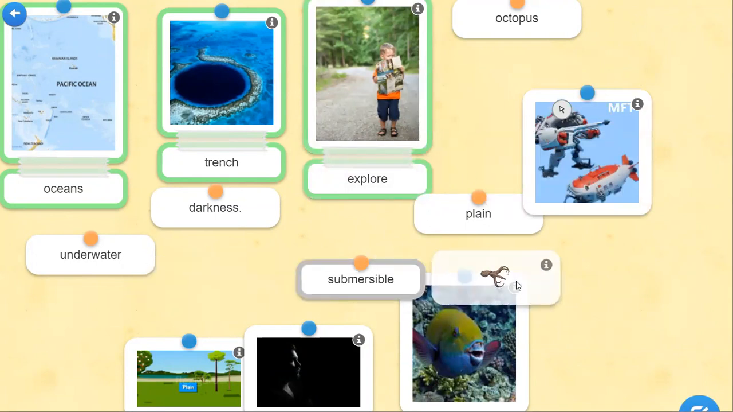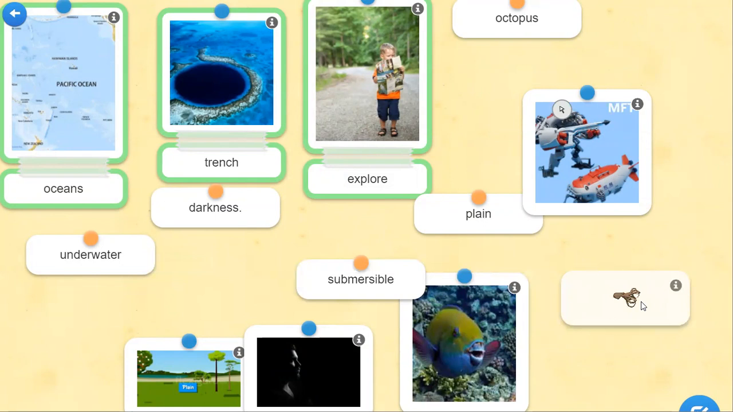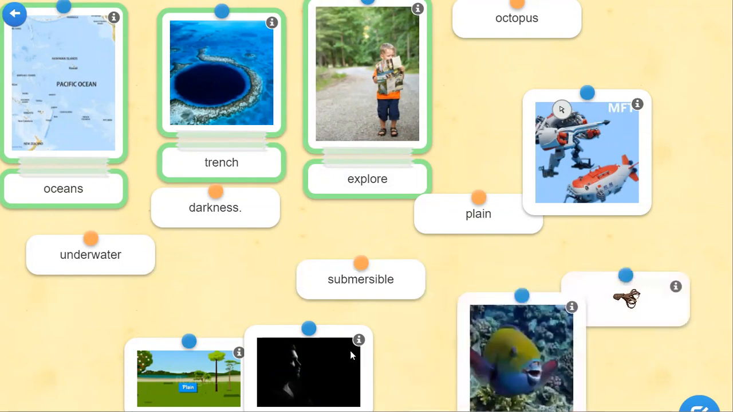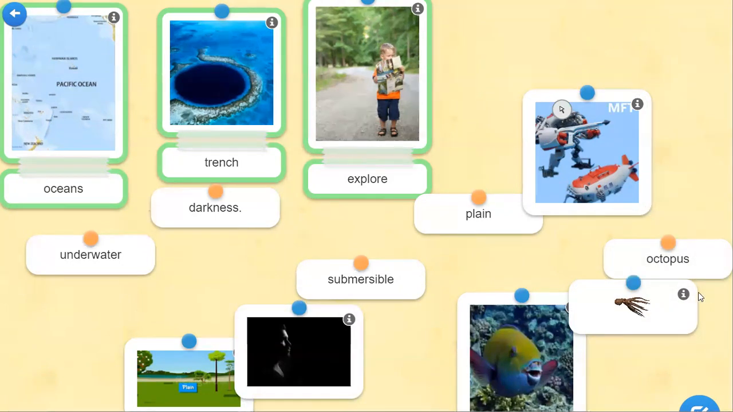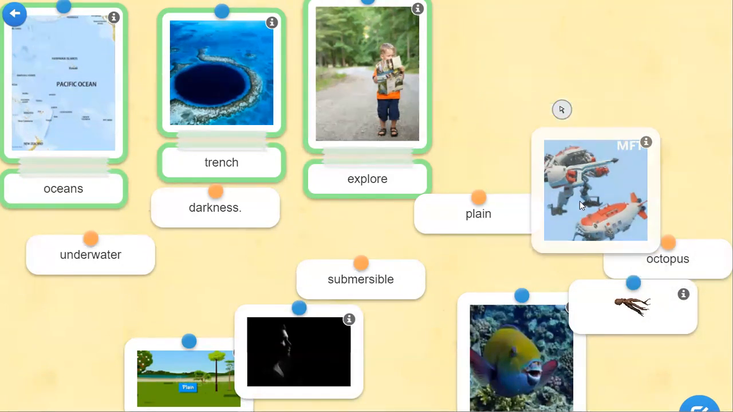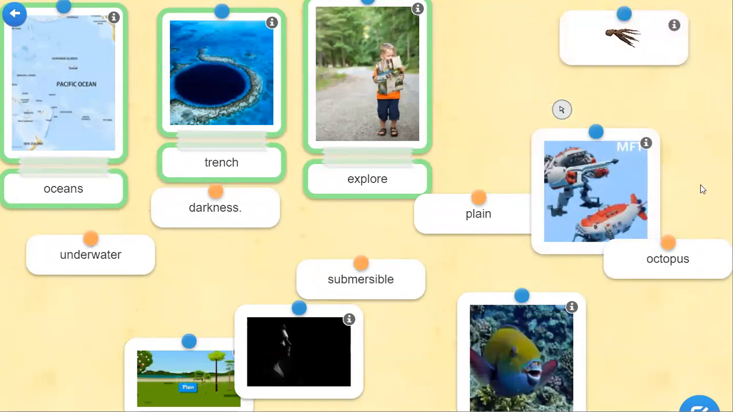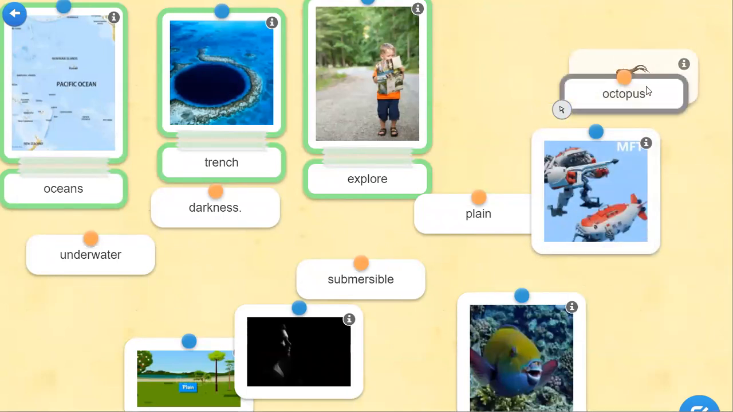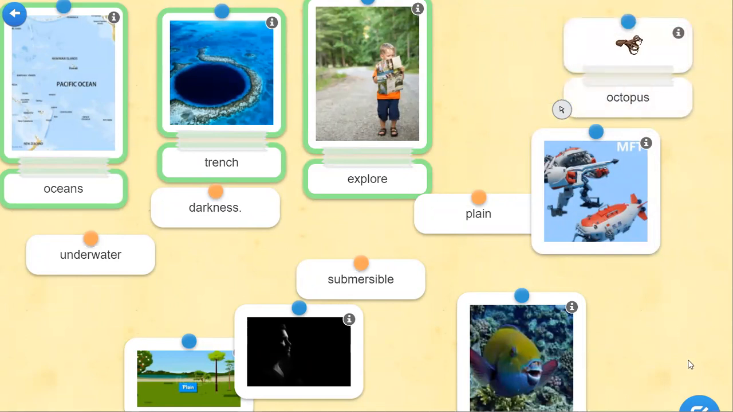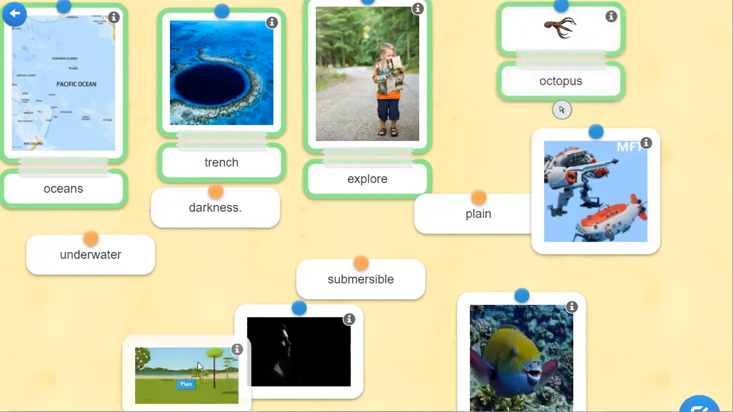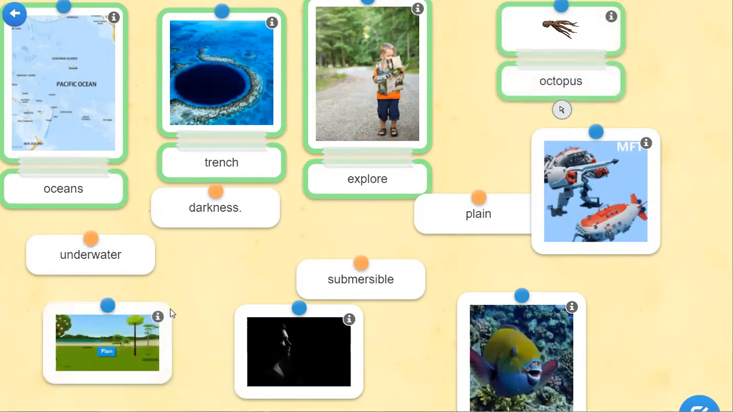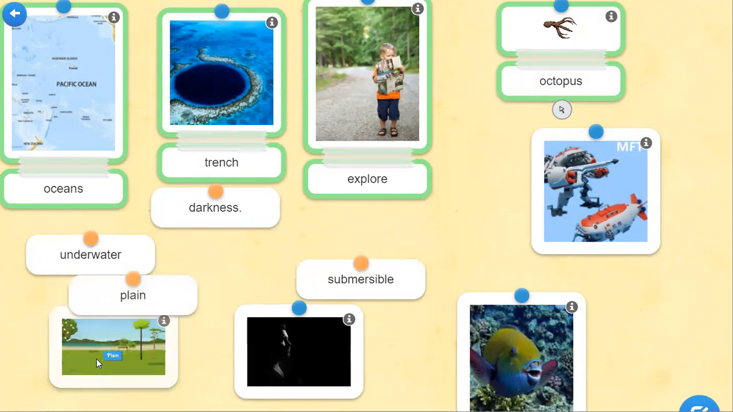Okay. This is an octopus, of course. Where is the octopus? I can't see the word octopus. Yeah, octopus. Darkness. Octopus, yes. Put it here. Yeah, exactly. This is submersible. Yeah, we hear now some words. Here is plane. Plane means it's not up and it's not down. It is the same level as you see here. Not up, not down.